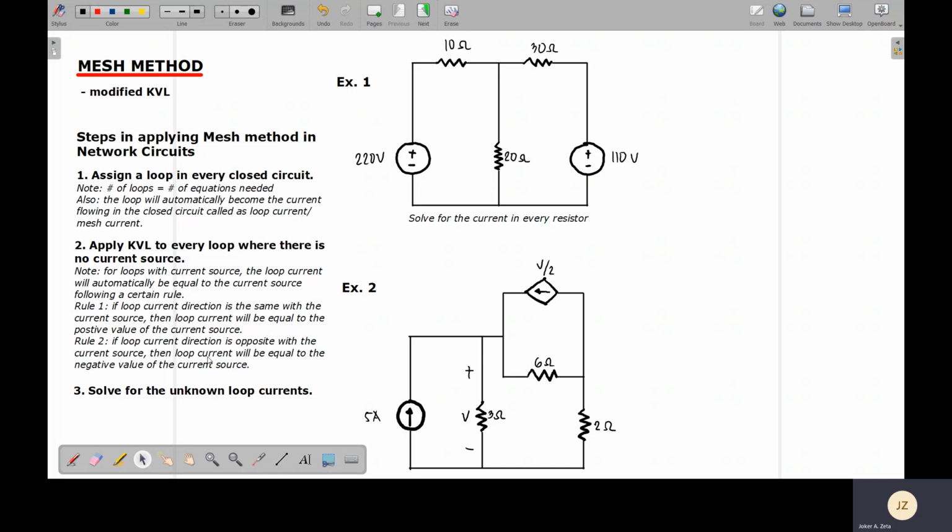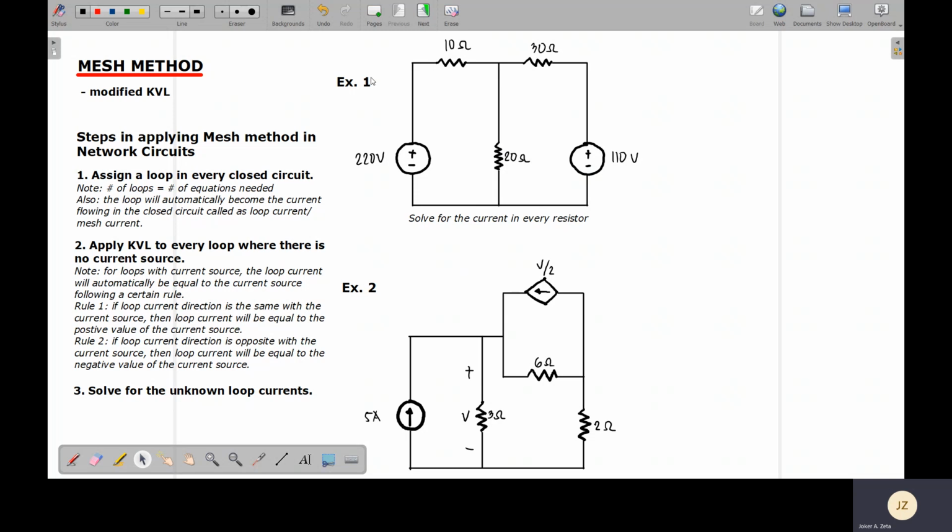So again, if there are current sources on that closed loop, then the loop current will be equal to that current source. If the loop direction is the same as the current source, then they are equivalent. But if the loop direction opposes the current source direction, then it will be negative. And then lastly, you have step number 3, solve for the unknown loop currents. Now again, I believe it's very hard to understand without examples, without applying the steps. So we're going to apply these 3 simple steps to the 2 circuits prepared here.